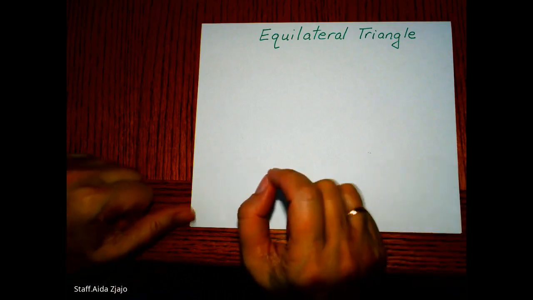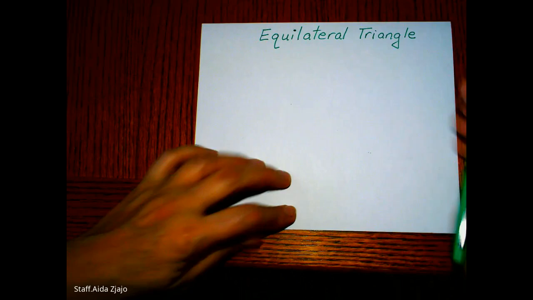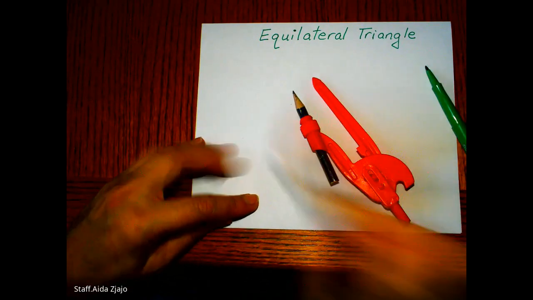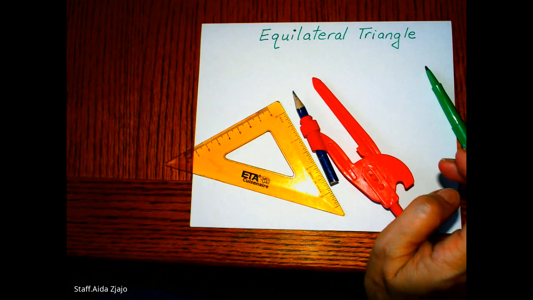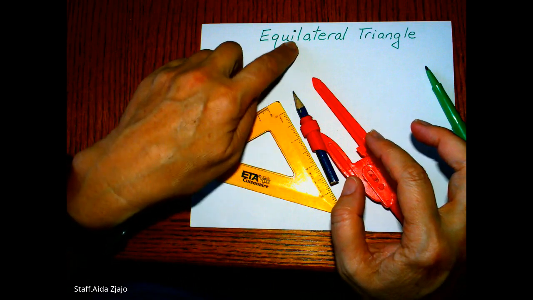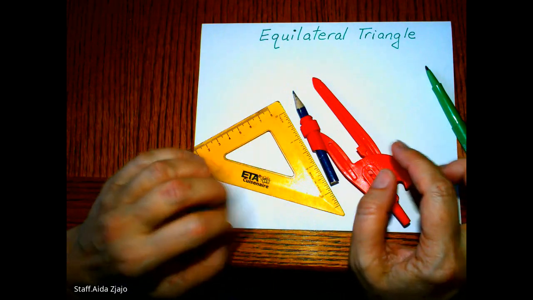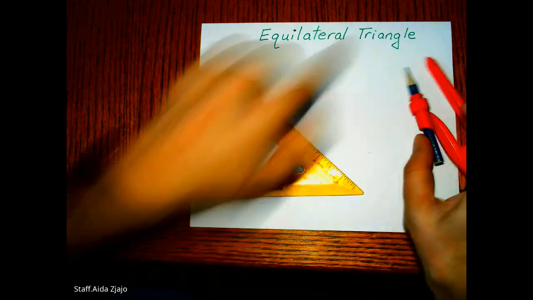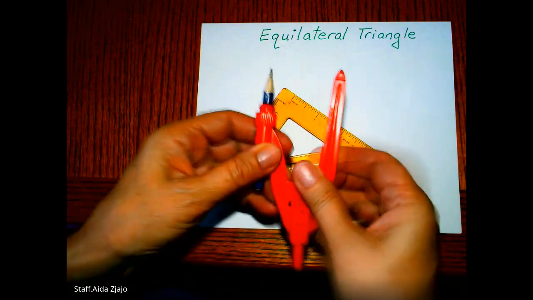Today we're going to talk about equilateral triangles. We're going to use our compass and a ruler, a triangular ruler, to create our equilateral triangle. Equi means like Spanish "equal," and lateral means sides, equal sides. Triangle means that our shape, or polygon, will have three sides.